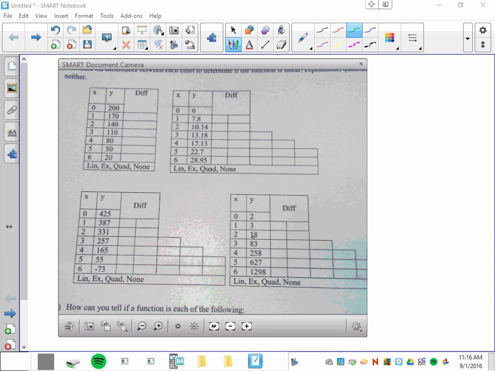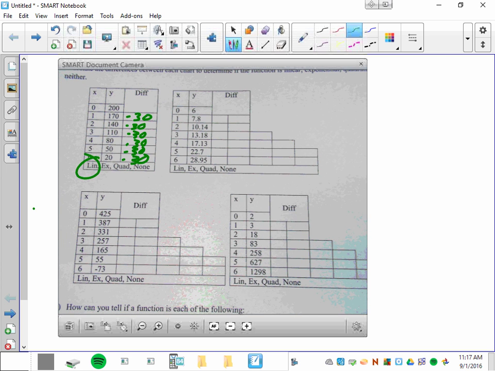Okay, so the first one. The patterns we're going to look for in this class are the differences, so the first difference, second difference, third difference, and so on. Or exponential is we're going to use division and find out what you multiply by every time. So for this first box, what is the difference between 20 and 170? Negative 30. And then the next one is negative 30, and then negative 30, and all of those are negative 30. What type of equation is that? Linear.